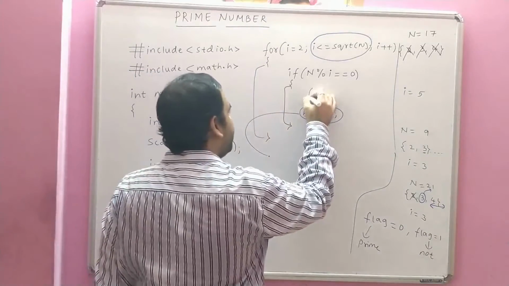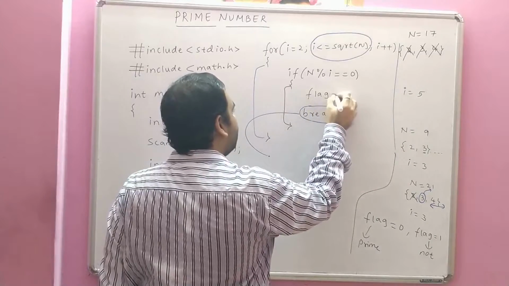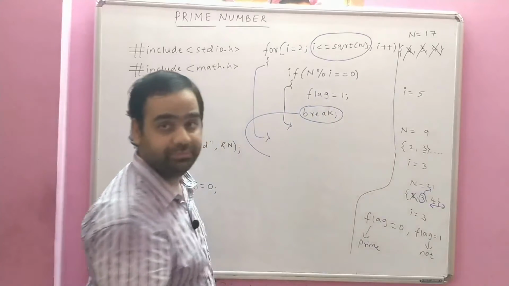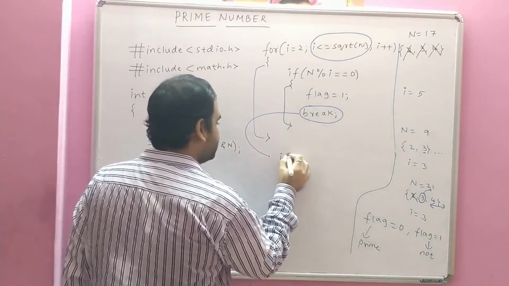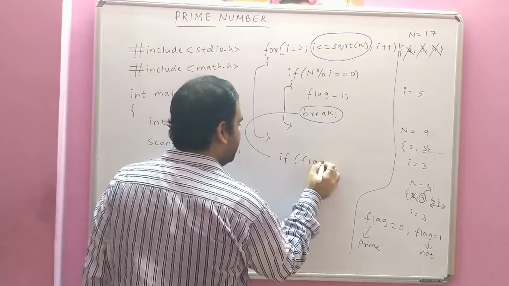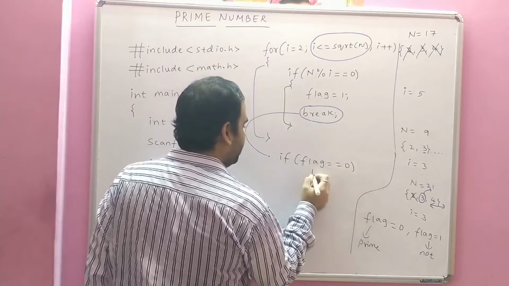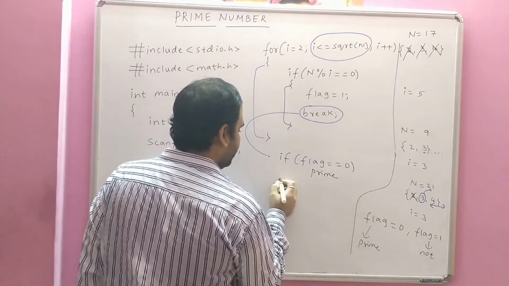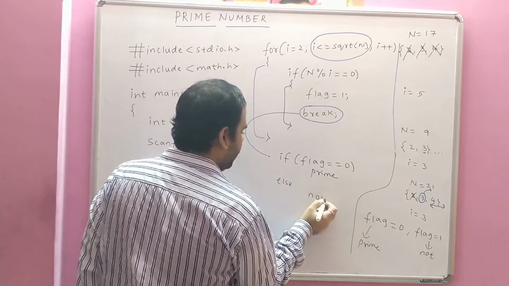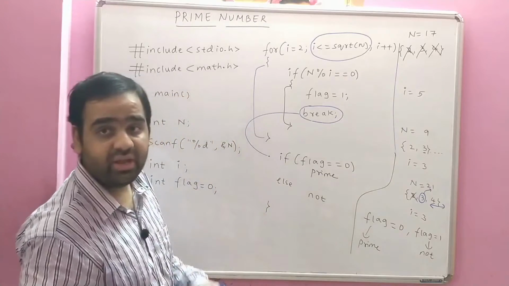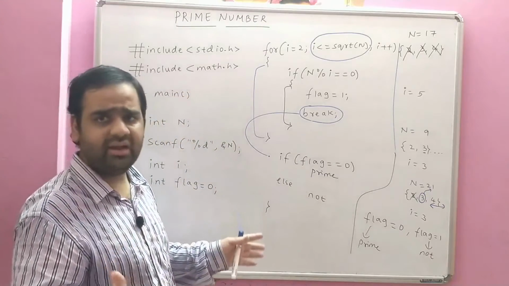Therefore, what do we say over here? If it is not a prime number, flag should be raised. And when we come out of this, we check the flag. If flag is equal to 0, printf prime number, else it is not a prime number. This is where we end. Now let us trace it and understand it.